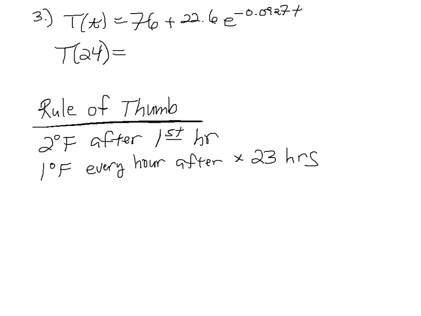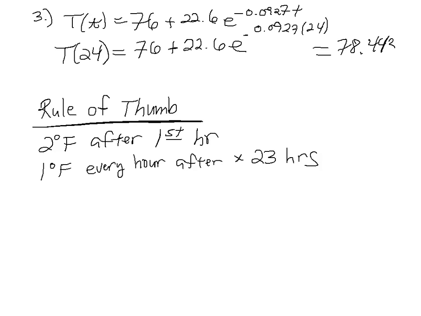And now we look at the rule of thumb. After 24 hours, we plug 24 in to get the temperature. So after 24 hours, we want to know what the temperature is. All right, so you work all that out, and you get 78.443 degrees Fahrenheit.